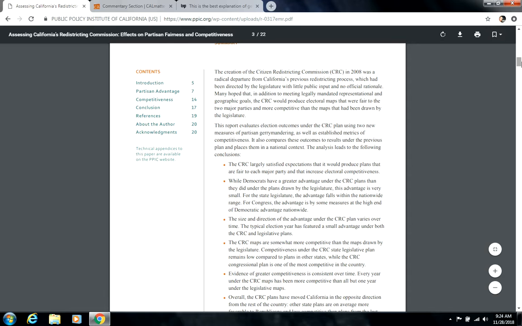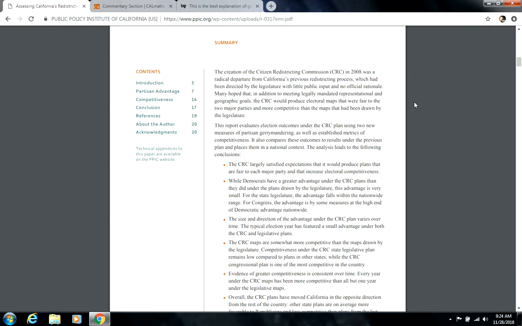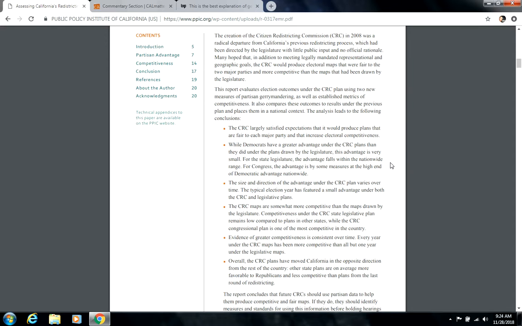The creation of the Citizen Redistricting Commission in 2008 was a radical departure from California's previous redistricting process, which had been directed by the legislature with little public input and had no official rationale. Many hoped that in addition to meeting legally mandated representation and geographical goals, the CRC would produce electoral maps that would be more fair to the two major parties and more competitive than previously done by the legislature. This report evaluates election outcomes under the new CRC plan using two measures of partisan gerrymandering, as well as established metrics of competitiveness. Now, what does it have to say?